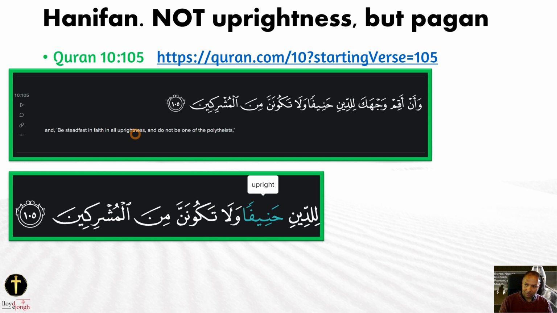Be Hanifan, right? Allah is Hanifan. Therefore, Allah is a pagan god, according to the definition of the early Christians and the early Jews. They are pagans. This is translated as upright. It is Hanifan, right? Now, upright actually refers to upright pillars.